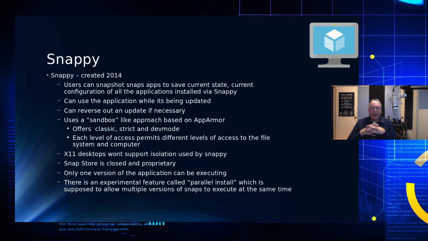Users can snapshot apps to save off a current state, and with that current state, it also saves your current configuration. But if you do a snapshot, as I understand it, it does all of them at once, not just by the application. I'm not sure about that. I'm not an expert in snaps, but have heard from other users that it does the whole thing. You can continue to use the applications as they're being updated, and you can reverse out an update if you need to. So if there's something that doesn't work right, you can reverse it back out to an older release.